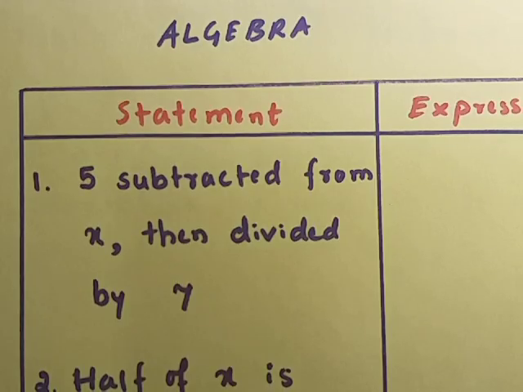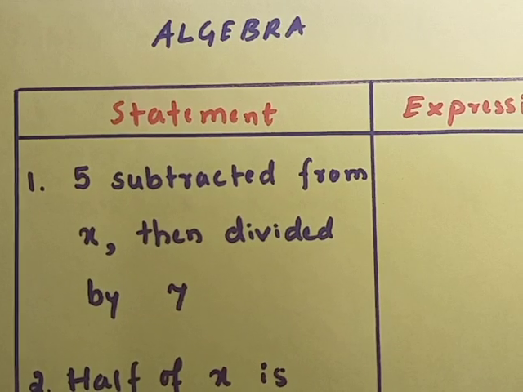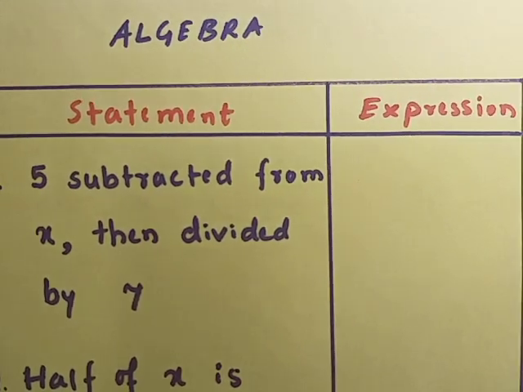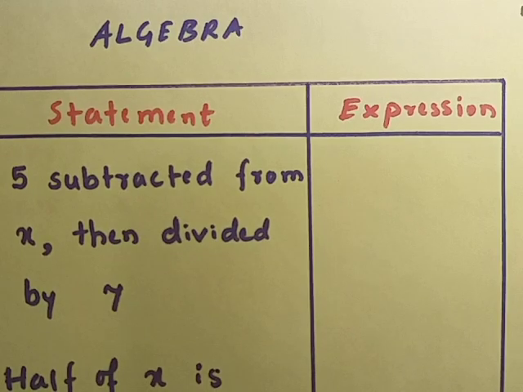In this video, we are discussing basic concepts on algebra. A normal statement which we use every day: 5 subtracted from x, then divided by 7. How can this statement be converted into an algebraic expression?